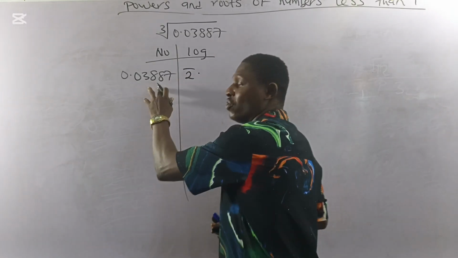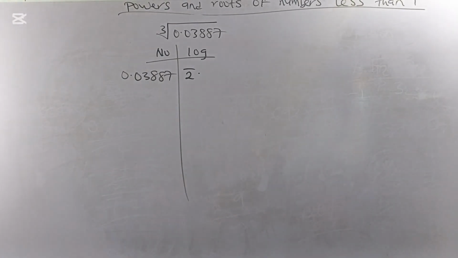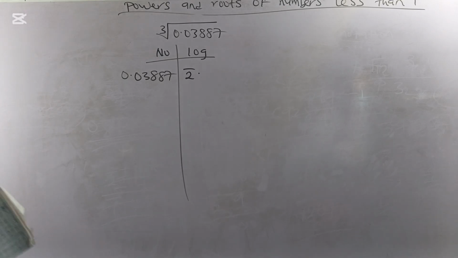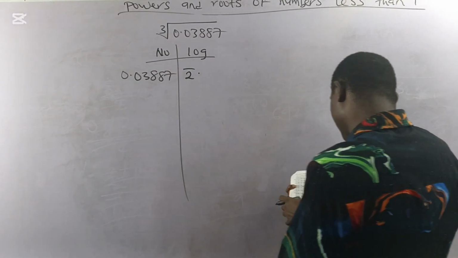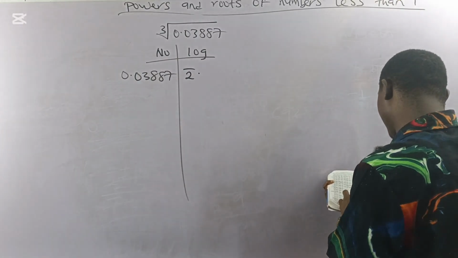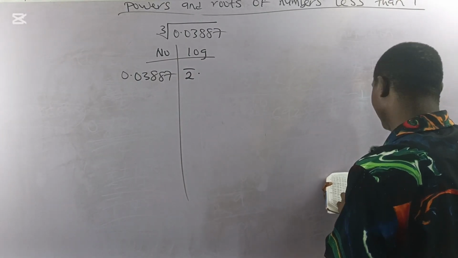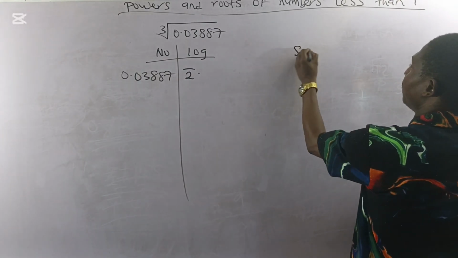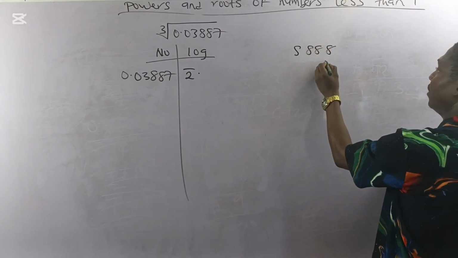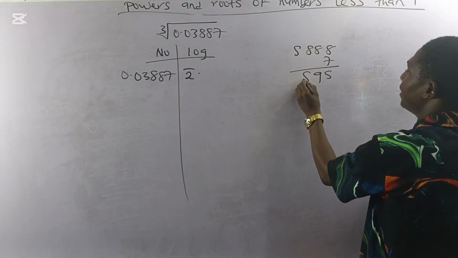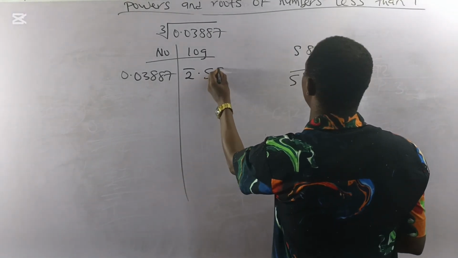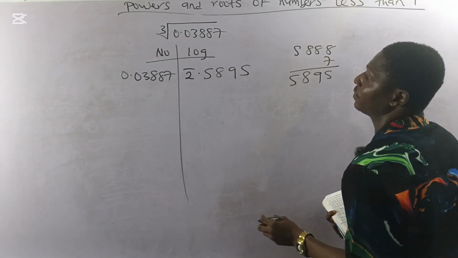And I'll check 38 under 8, difference 7, using my logarithm table. 38 under 8 here is 5888. And difference 7 is 8. So I have 5888 plus 7, giving me 15, 5 carry 1, 9, 8, 5. So I have 5895.